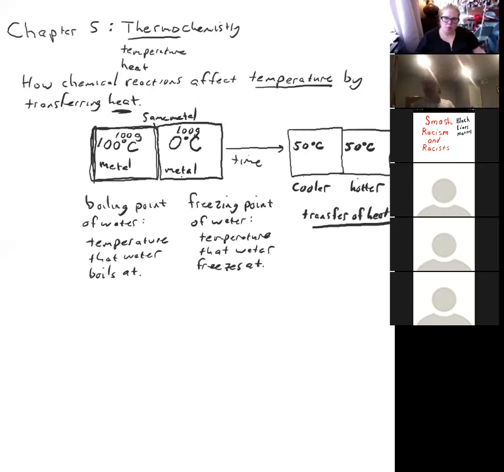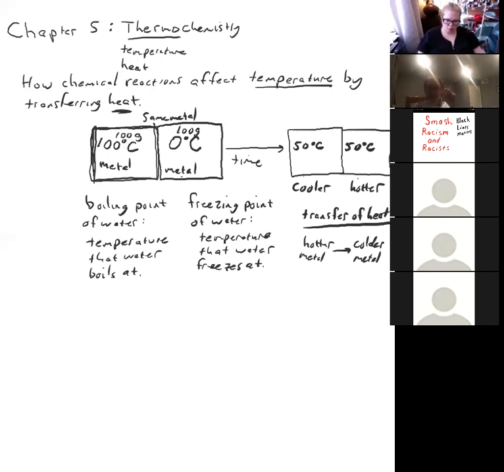That's the terminology we would use, that heat has been transferred from the hotter object, the hotter metal, to the colder metal. And this is something that is observed in nature, which is that if you have a hotter object and you put it in contact with a colder object, the hotter object will get colder and the colder object will get hotter. It goes in only one direction.